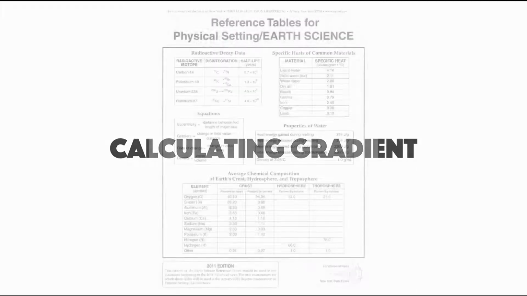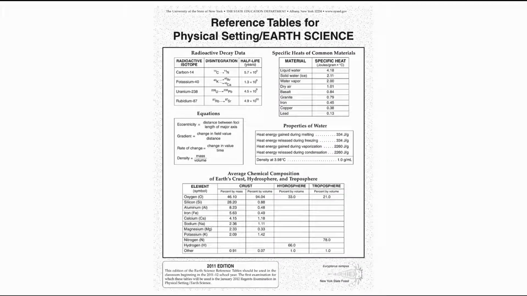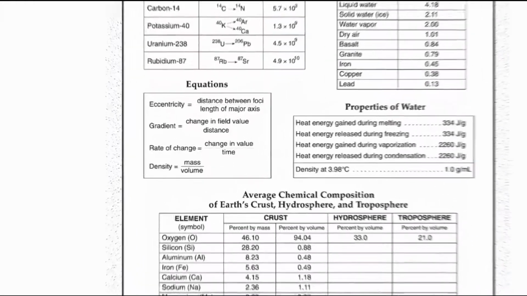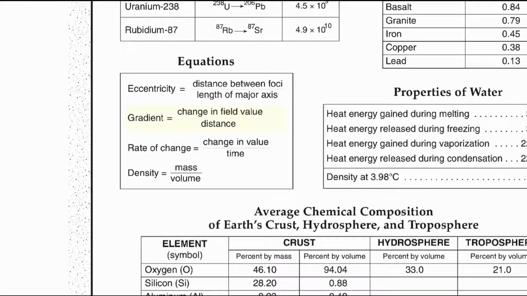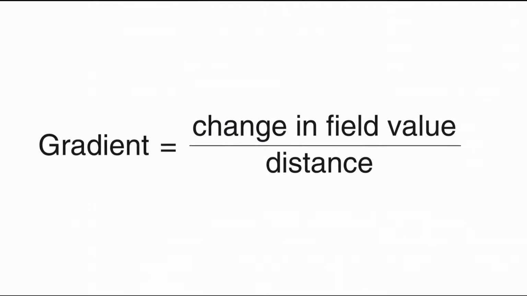Another way that you can use a field map is to calculate gradient. Gradient happens to be a formula on your reference table on page 1. That formula reads change in field value divided by the distance. So let's work with that formula and look at a few examples so that you feel more confident when you have to use it in class.